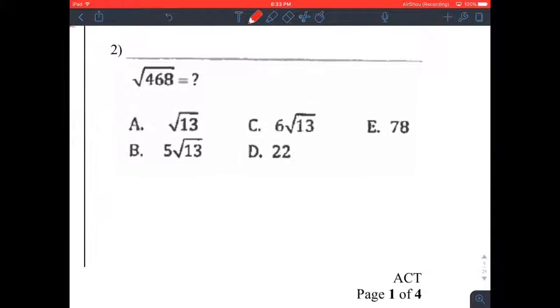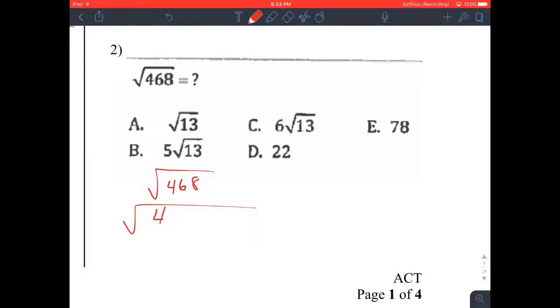Number 2, I don't have the square root of 468 memorized. It's possible that this is not an integer, that it's a decimal. If you look at the answers, there are no decimals. So that means we need to break this down into its prime factors and figure out what this is. So we make a factor shrub, factor bush, if you will.